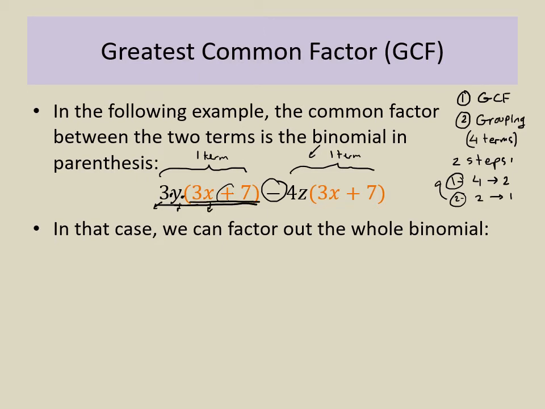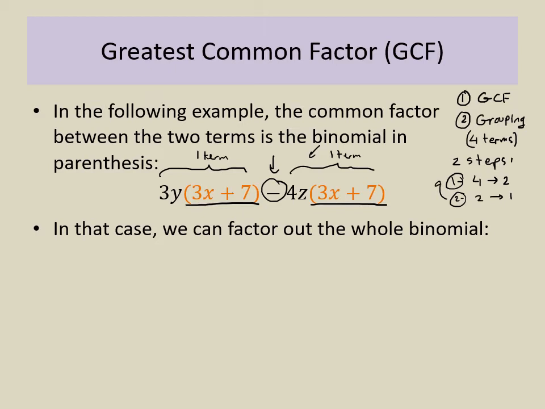So because they're all multiplied together, this is one term, but then we have a minus and then a whole other term there. Okay, so if I have something like this, how do I factor it? Well, notice that we have a common factor, and the common factor is this whole factor right here. This whole 3x plus 7 is common in both of these.